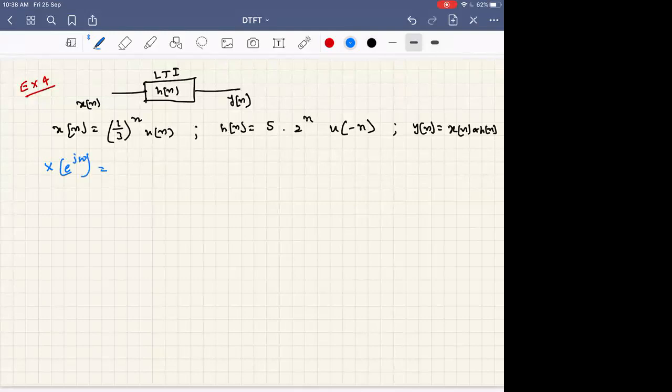So what is the Fourier transform for this? I request any other student to answer. Quickly answer, what is the Fourier transform of this? 5 into 1 by 2, 1 minus 2 into e power plus j omega.